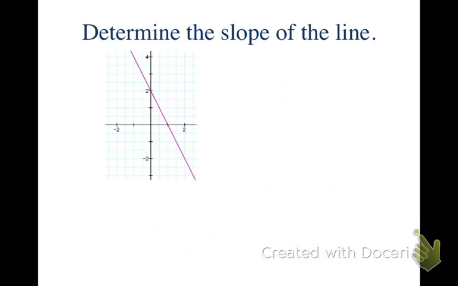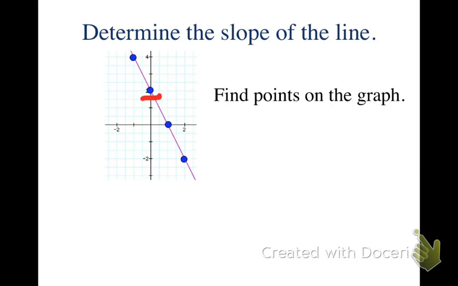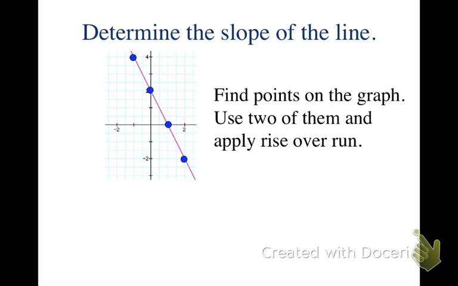All right, here's just another cleaner way to look at it. Find points on the graph. Again, I picked only 2 of them. You see the points that are there, I picked that one and that one, but there were some other points you could have picked. Next, you need to use 2 of them and apply rise over run.